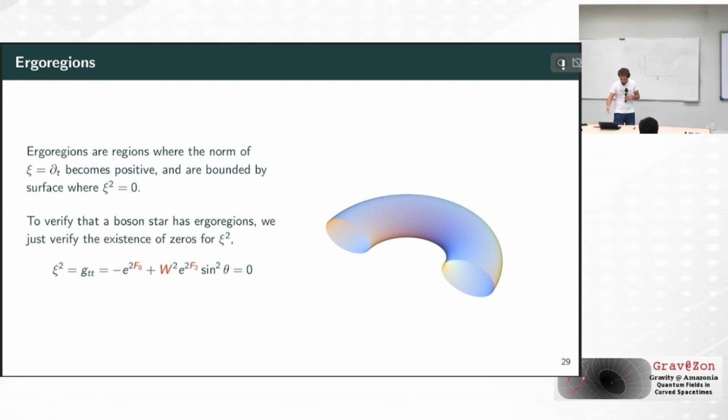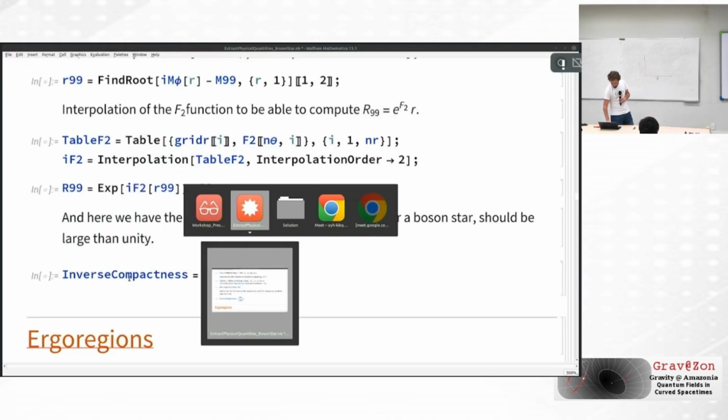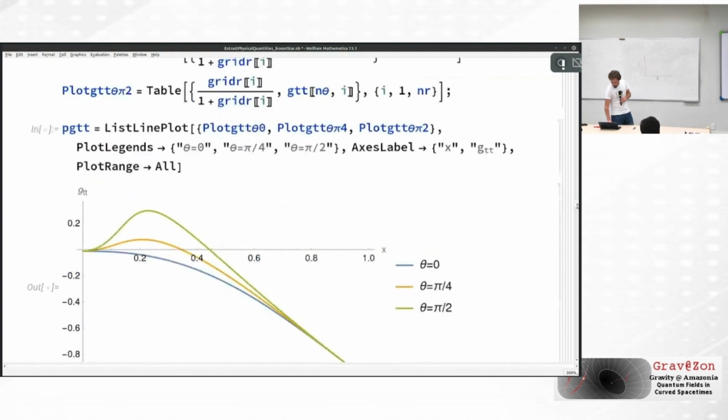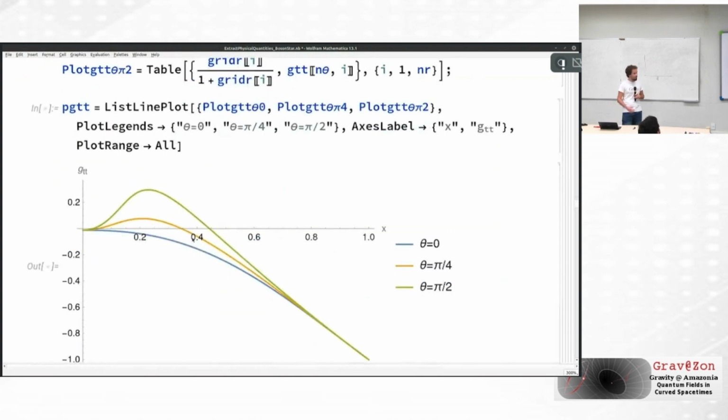So you can look and see if our boson stars have ergo regions. For that, you only have to look and see if g_tt is equal to 0. So that's exactly what you do. You can write g_tt through the Z functions. You can also do a plot, and here you can already see that indeed there is an ergo region. There is this part here where, for example, in the equatorial plane, the green line, we see that from this point up to this point close to the origin, the g_tt part of the metric is positive. So there is indeed an ergo region for this case.